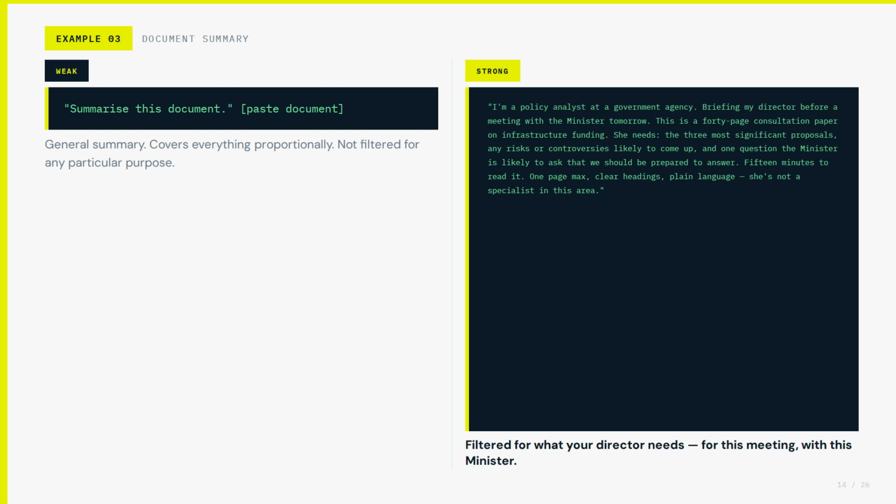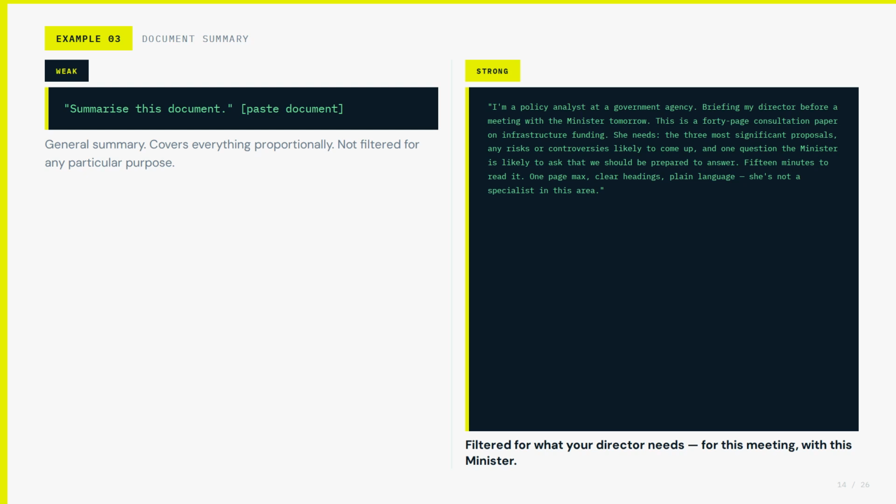1 page maximum, structured with clear headings, plain language. She's not a specialist in this area. What changes? The weak description produces a general summary of the document, probably following its structure and covering everything roughly proportionally. The strong description produces a briefing that's specifically filtered for what your director needs for this meeting with this minister with the right level of detail and the right format for someone reading on the run.